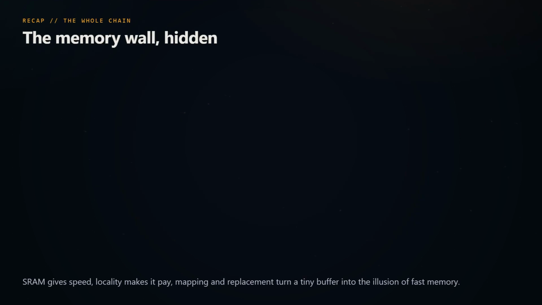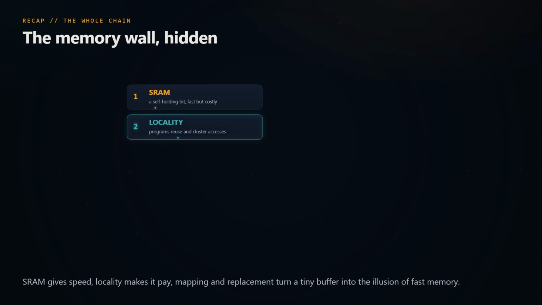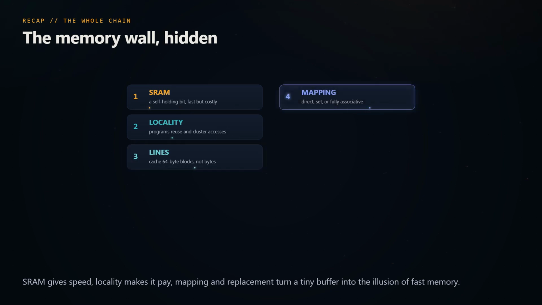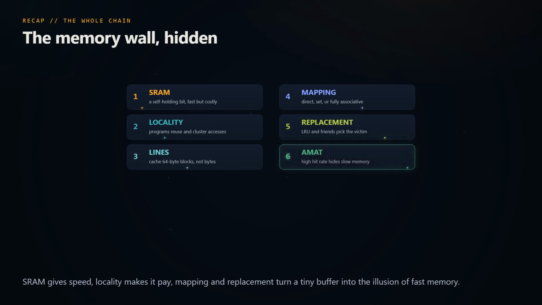So that is the whole chain. Static RAM gives you raw speed. Locality makes caching pay off. You cache lines, not bytes, place them by direct, set, or fully associative mapping, and choose victims with a replacement policy. Together they turn a few kilobytes into the illusion of fast, almost infinite memory, and quietly hide the memory wall.